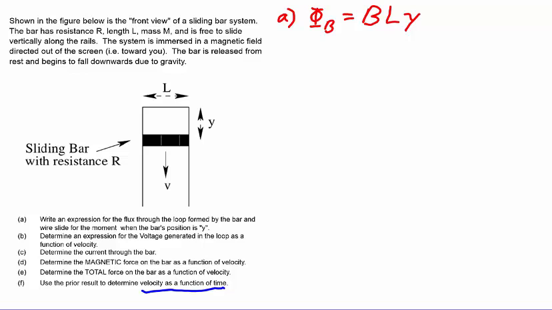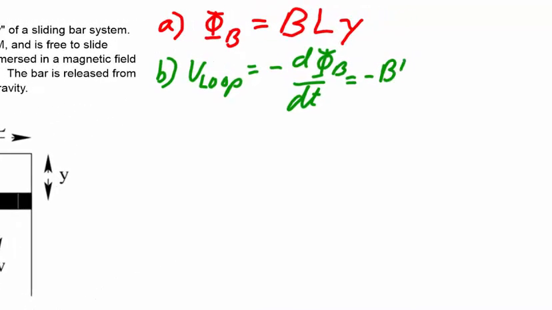finishing our expression for magnetic flux. Because this is a single loop, we can find that the voltage in this loop is related to the time derivative of the magnetic flux. And since B and L are constant, this is related to the time derivative of the position. And as we learned in Chapter 2 of the class, the time derivative of position is known as velocity.